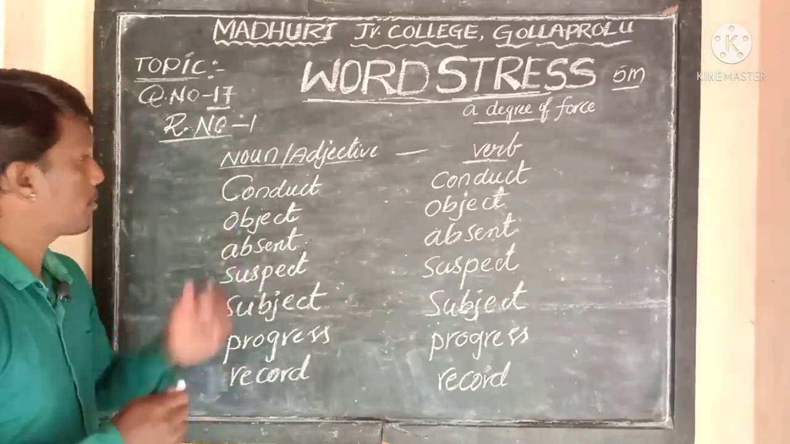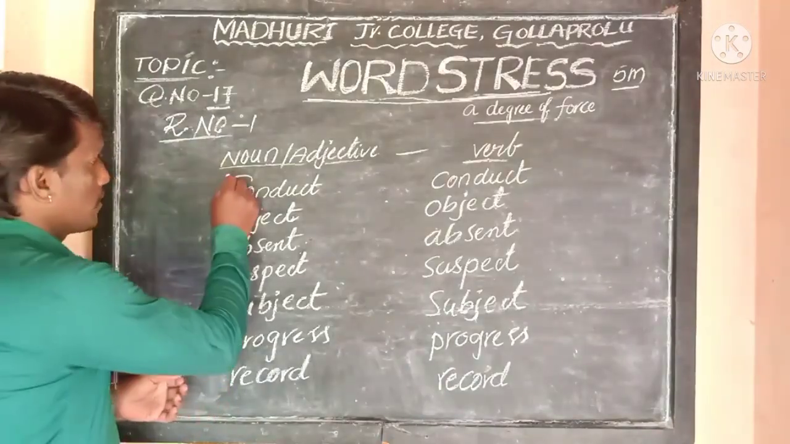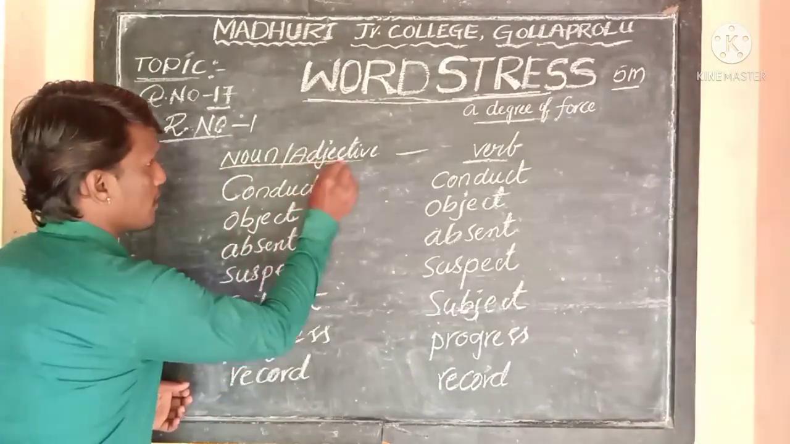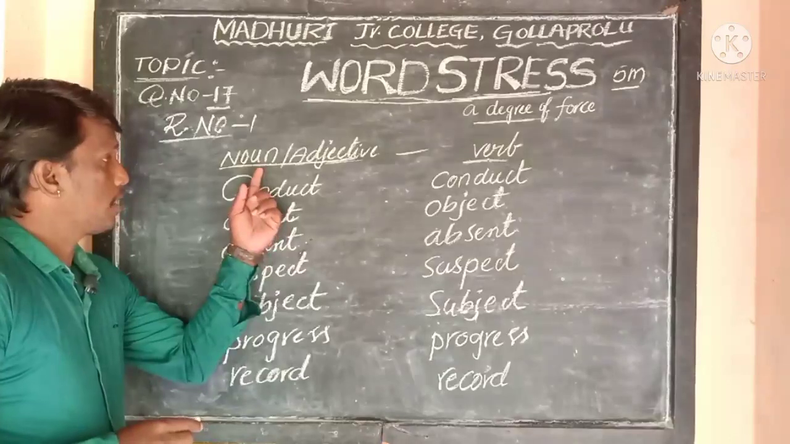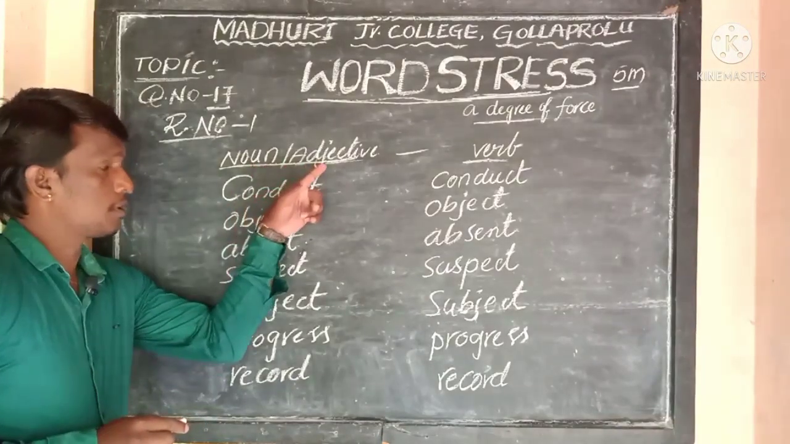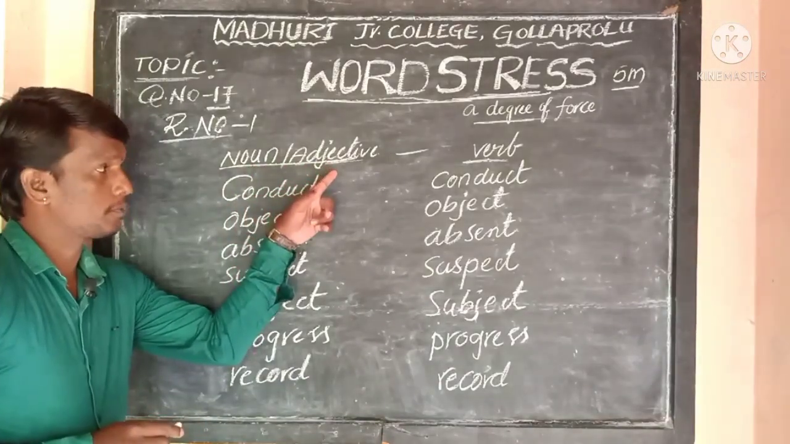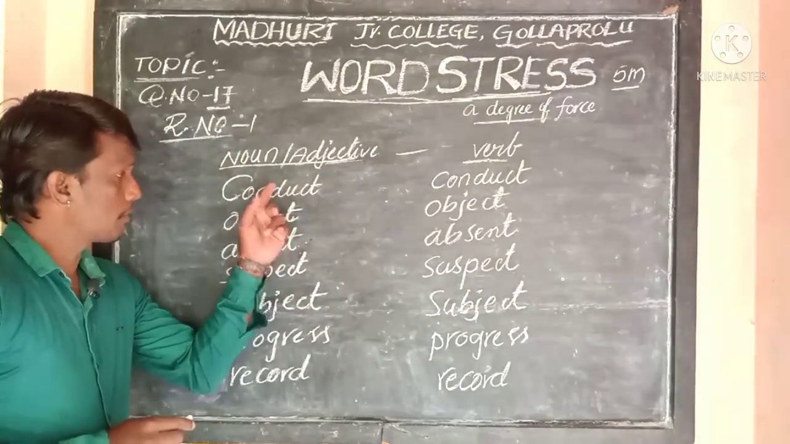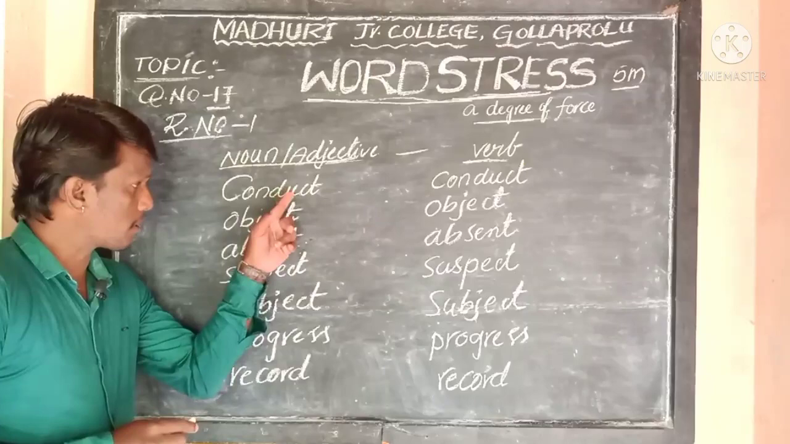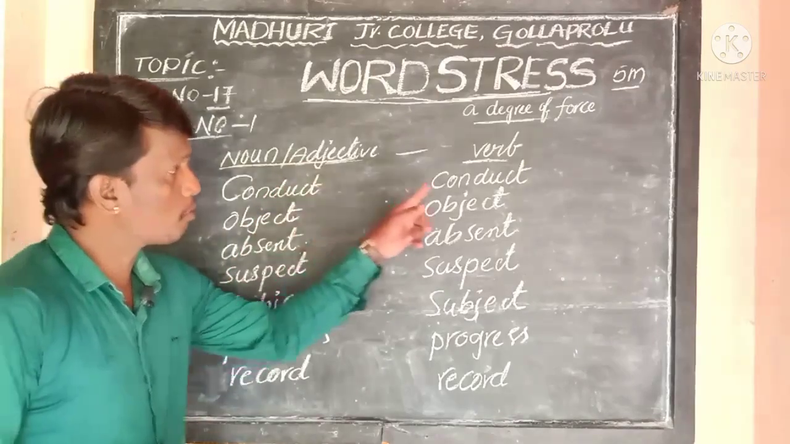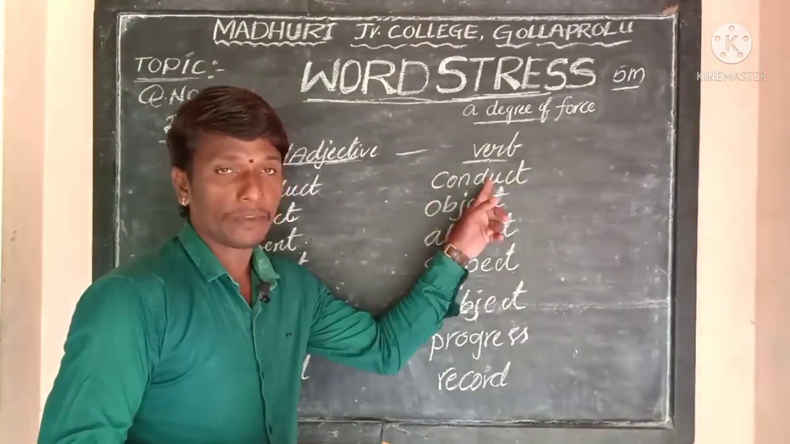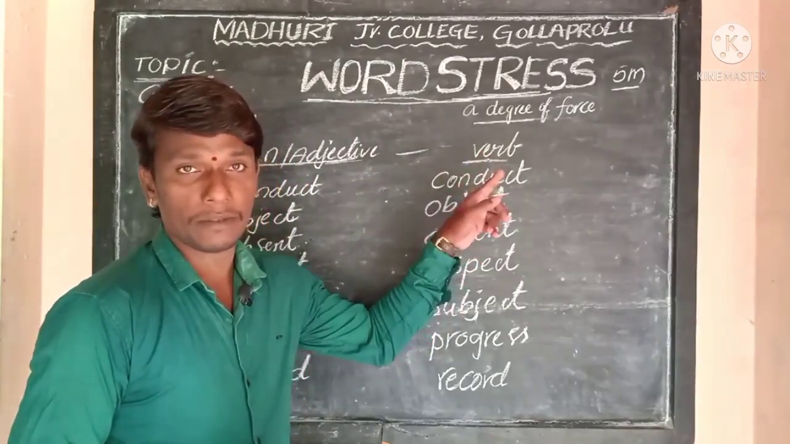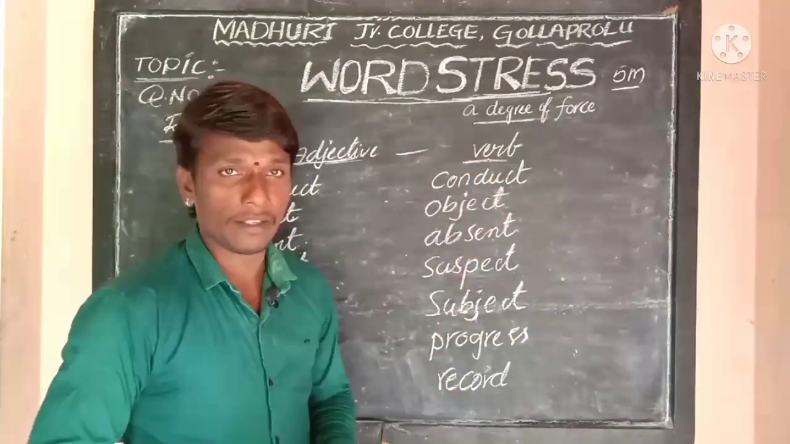Now, rule number 1. A word is used as a noun and as an adjective, and at the same time the same word, with the same pronunciation and same spelling, is used as a verb. Stress may be shifted from one syllable to another syllable.